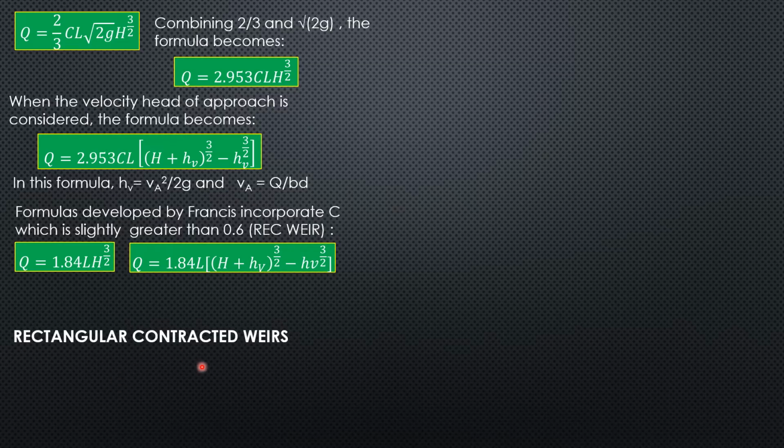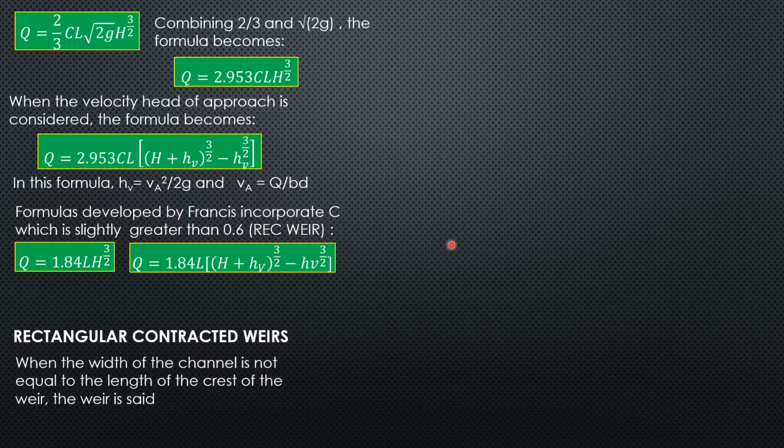Then we have rectangular contracted weirs. So we use these formulas when in the problem it is stated that we have to use Francis formula. Now, rectangular contracted weirs: when the width of the channel is not equal to the length of the crest, then the weir is said to be contracted.